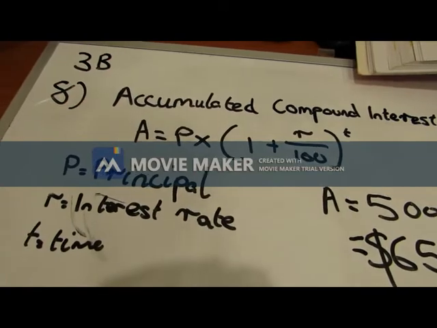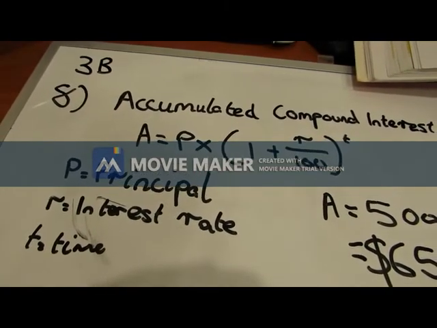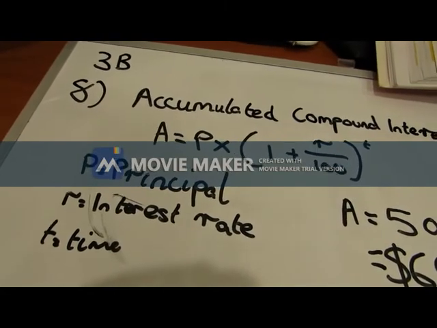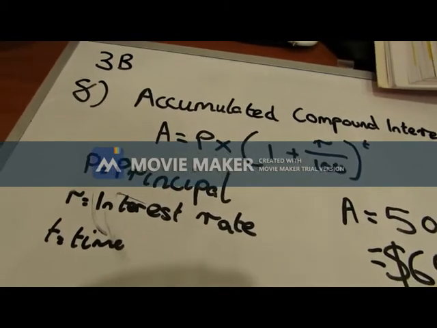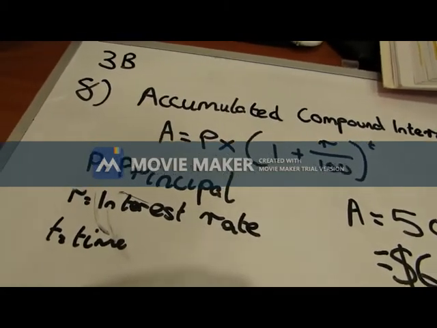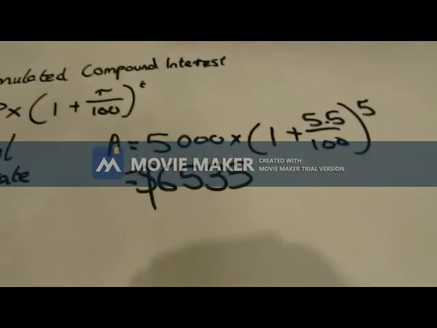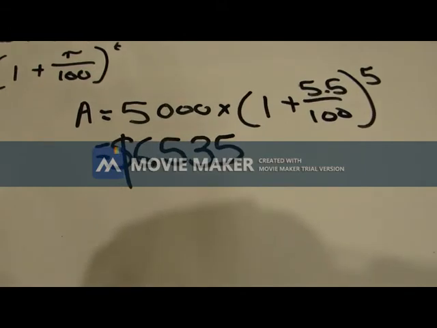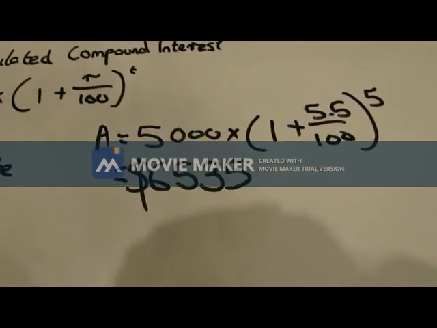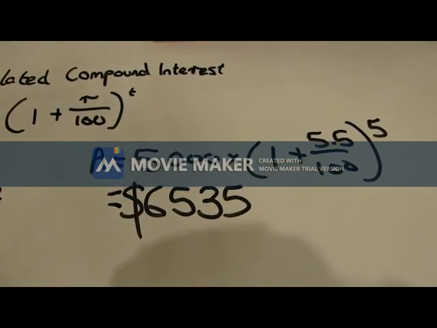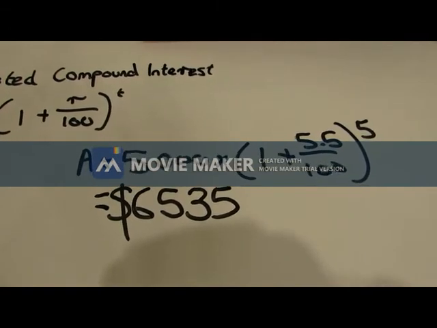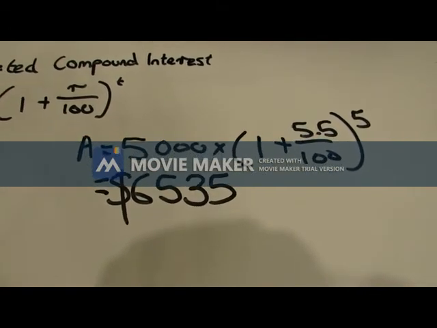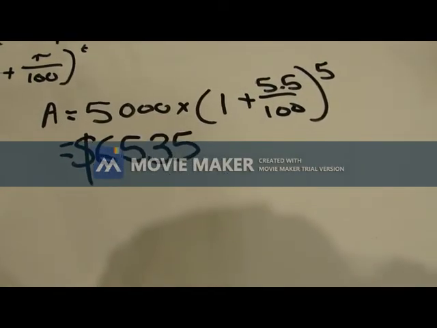The question is asking you to give the total amount of money, the compound interest, over 5, 10, 15, 20 and so on years. So I thought I'll do the first one. You're given the principal of $5,000, then you multiply that by 1 plus 5.5 over 100 to the power of 5, which is 5 years, and you get that amount to the closest dollar.